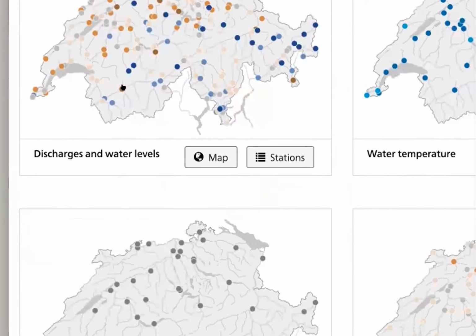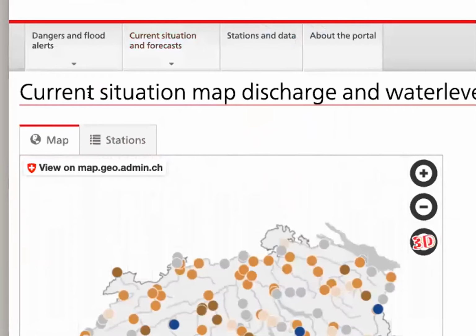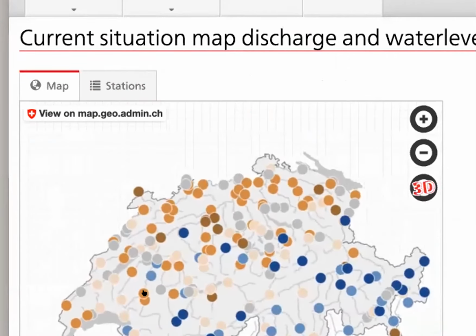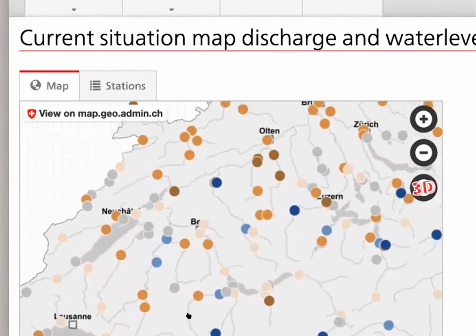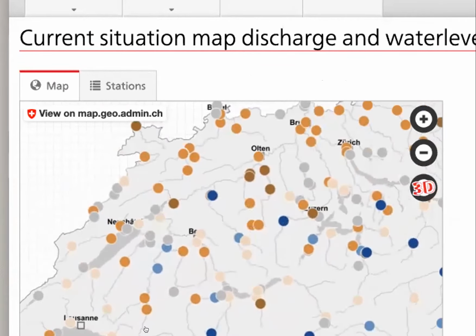This map shows discharge and water levels in Switzerland, but it's the current situation, so it's perhaps different from what you find. I don't know if you see the map I'm showing. Somebody say yes or no? Yes. Okay. So here is the Rhône River. It's going all the way down here. It goes now northwards and enters Lake Geneva here.